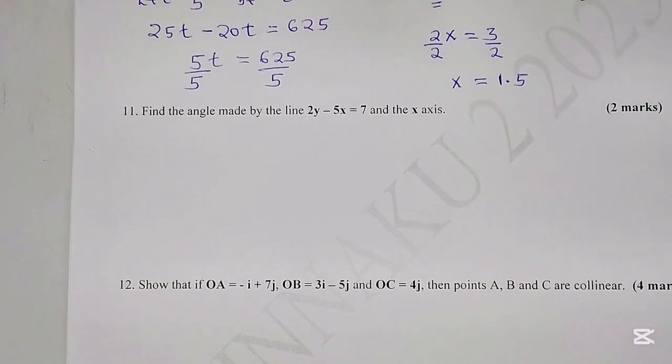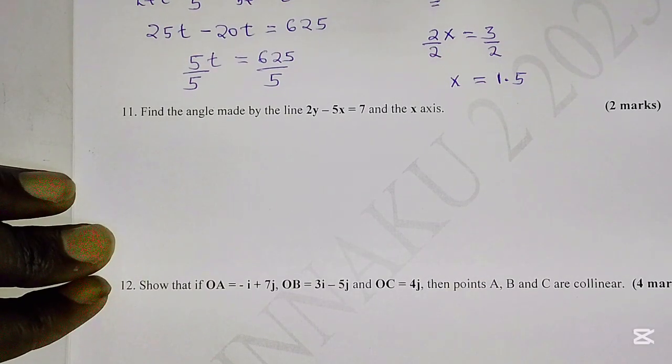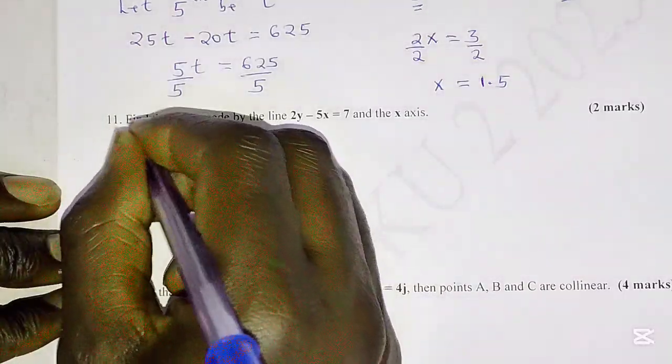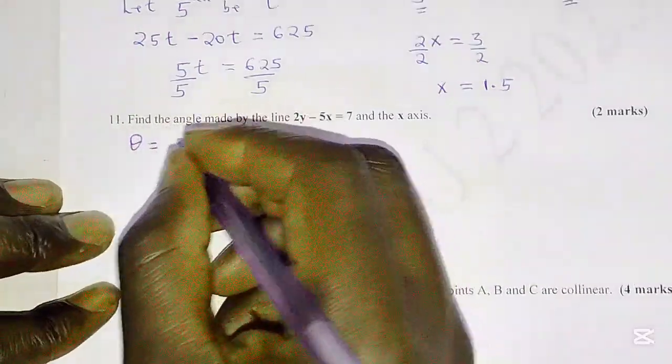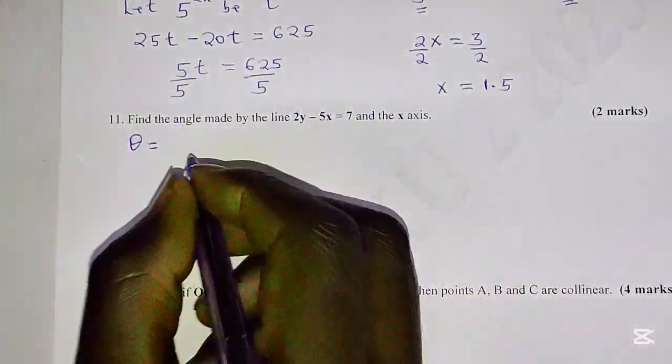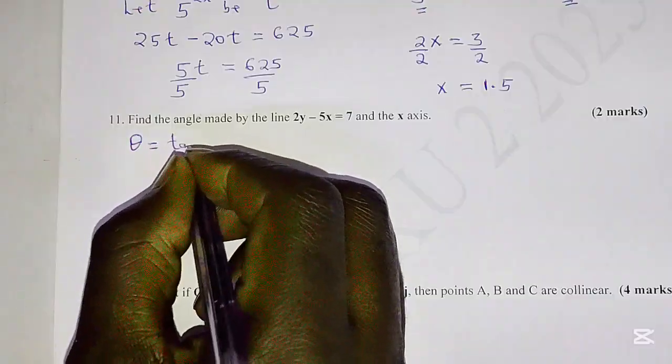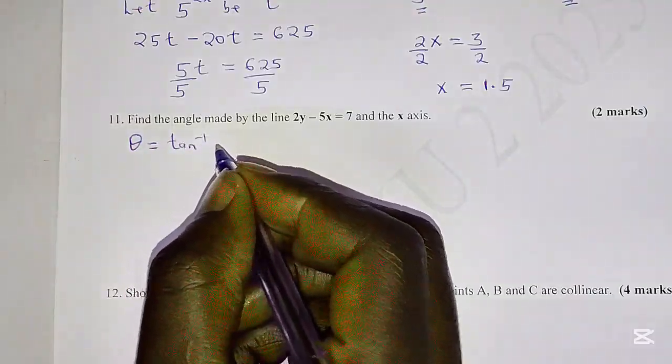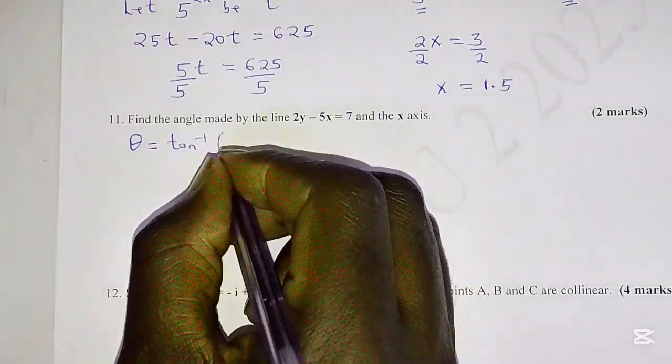Now, for question 11, equations of a straight line, there is an angle being made. So this angle, we can refer to it as theta. Now to find the angle theta, we normally take the tan inverse of the gradient.